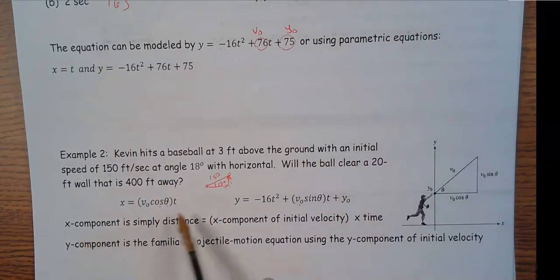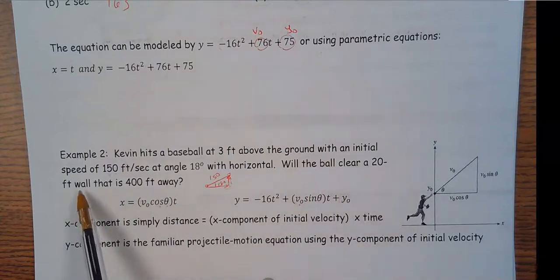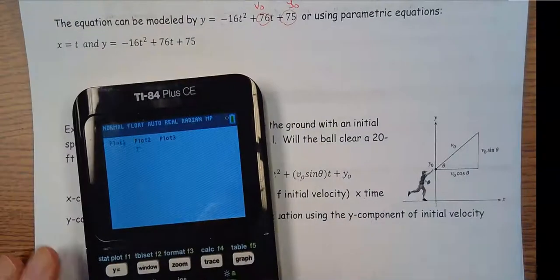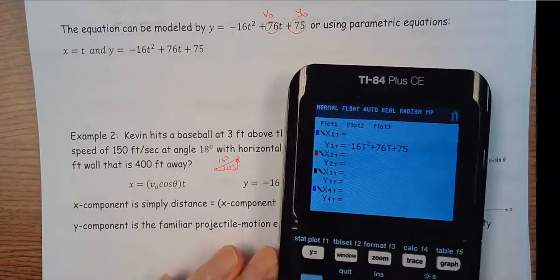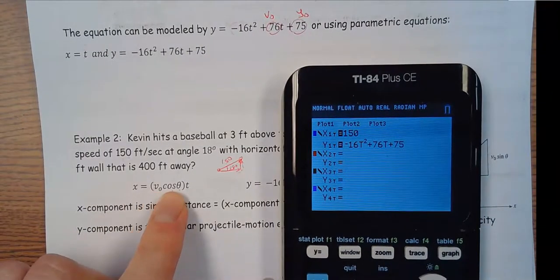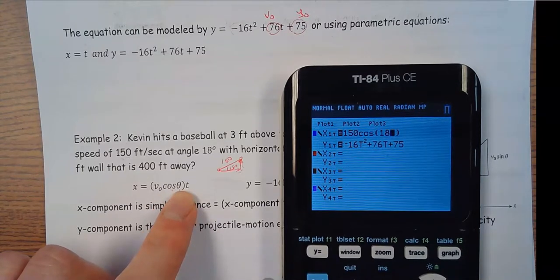Let's see, will the ball clear a 20-foot wall that is 400 feet away? So let's type this in the calculator. I'm going to go back here. My x is going to be 150, the initial velocity, times cosine of 18. Now this all needs to be in parentheses. I should have put my parentheses in first.